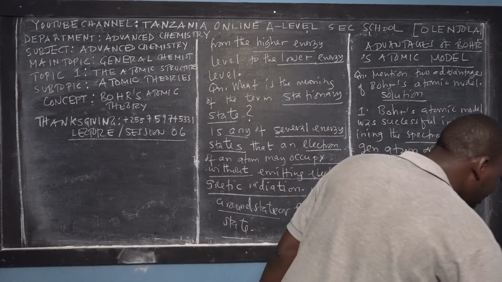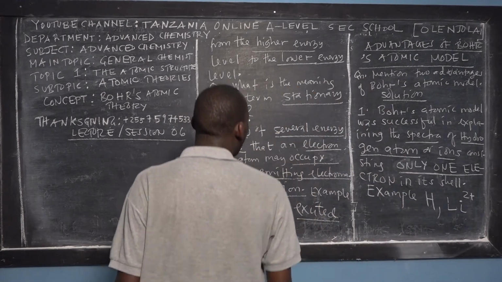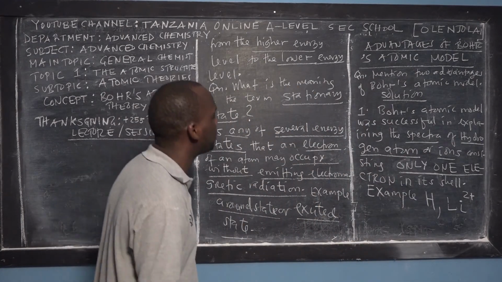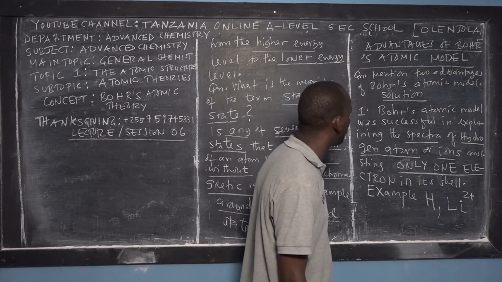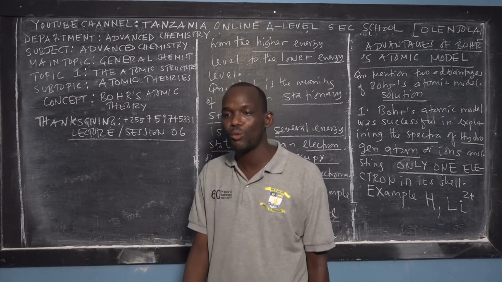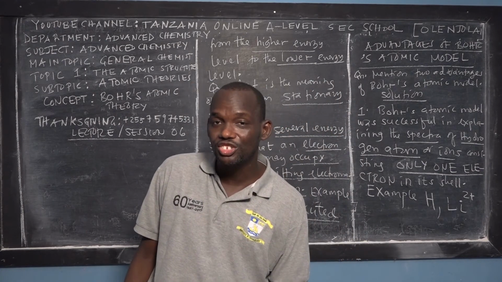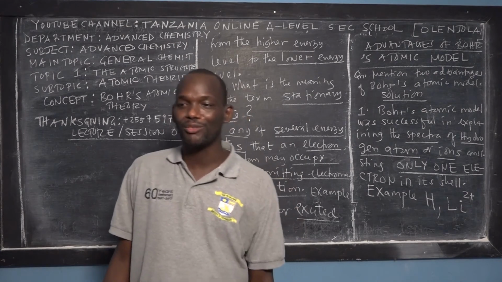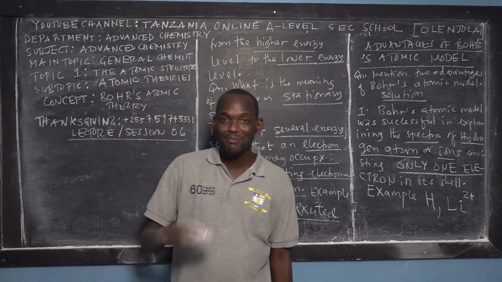So that's the first advantage. If we want to understand the structure of hydrogen atoms or ions consisting of only 1 electron in the shell, then we have to refer to Bohr's atomic model.